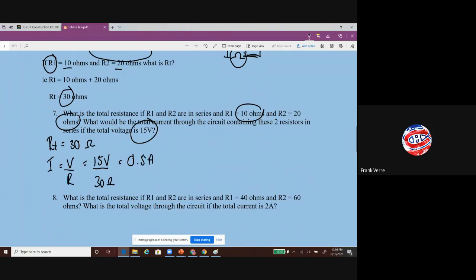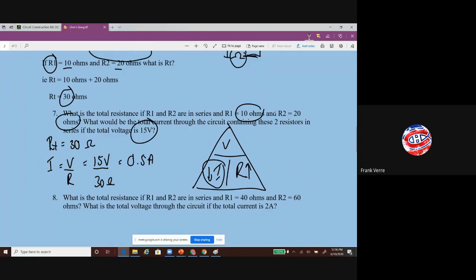So the current is going to be reduced because there's more resistance, which makes sense because if you look at your magic triangle, V, I, R, this is V over R. So if R gets bigger, then I gets smaller. So in a series circuit, the current goes down because the resistance gets bigger when you add things in series.